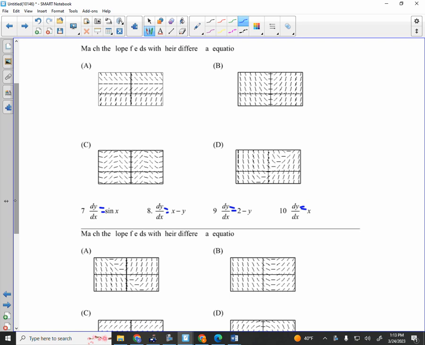Is number 10 just x? Yeah. So what you want to do here is try to match the slope fields with one of these 4 equations. So for example, one of these is 2 minus y, which means that the slope is going to be equal to 0 whenever y is 2. Go ahead and see if you can match them. Talk together, see if you can do some matching. Go.